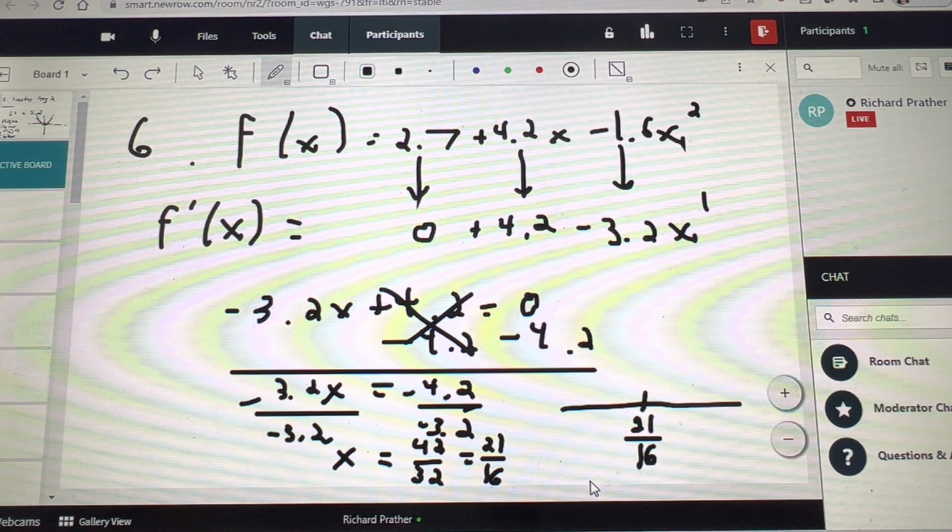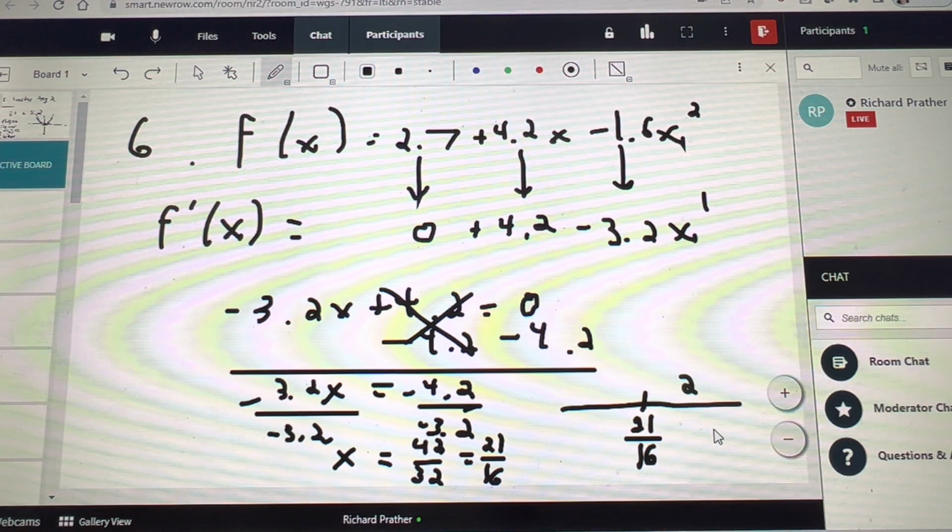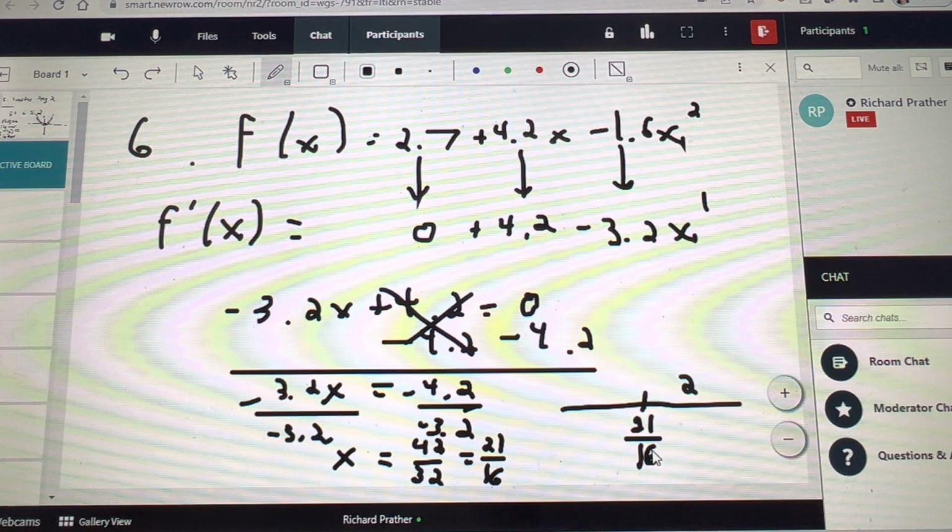and I only have one here, and then you just have to pick one number in each region. So I need any number bigger than 21 over 16. 21 over 16 is a little more than 1, so I would pick 2. And you could pick 3, you could pick 4, you could pick 1.9, you could pick a million. Any of them will give you the same answer, so you just pick the most convenient number possible. Anything less than this, 1 is less than this, but I always use 0 when I can, so 0 would be better. So we want to plug these into the derivative function.